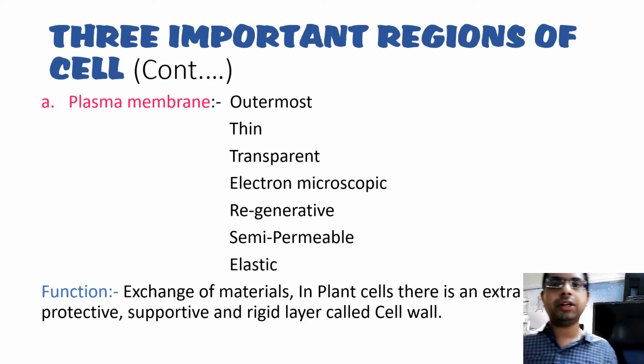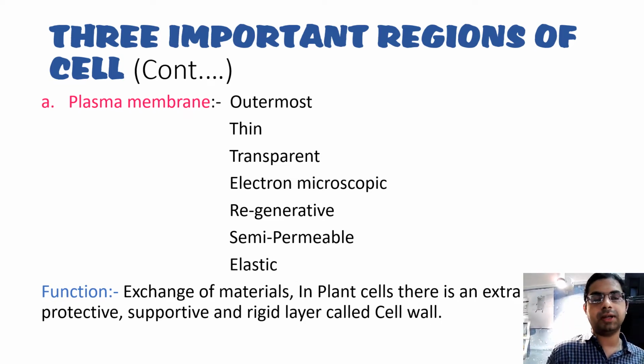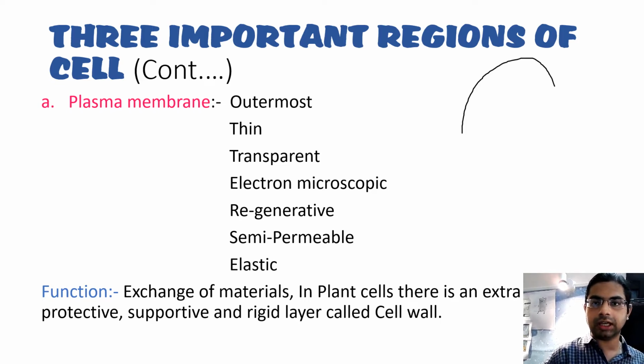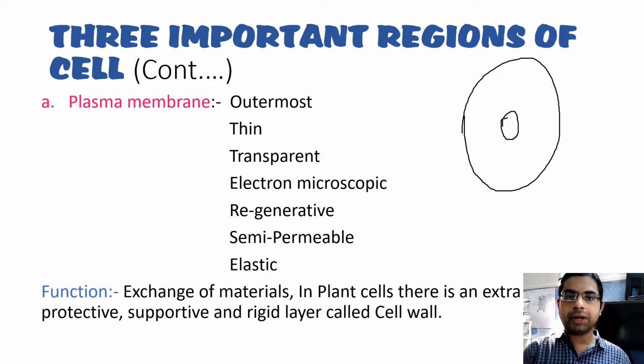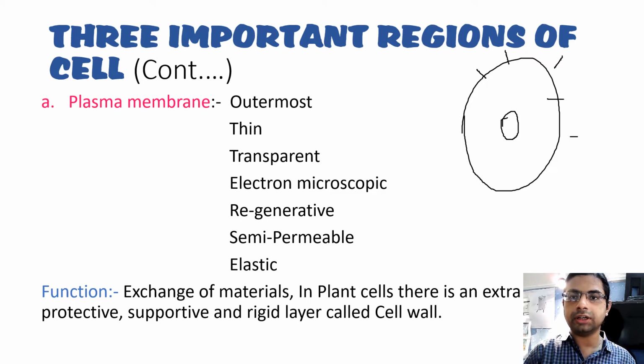Three important regions of the cell: plasma membrane, cytoplasm, and nucleus. So let's draw. If this is a cell, this is the plasma membrane, this is the nucleus, and the total is the cell. So the plasma membrane is this outermost part or region of any cell.